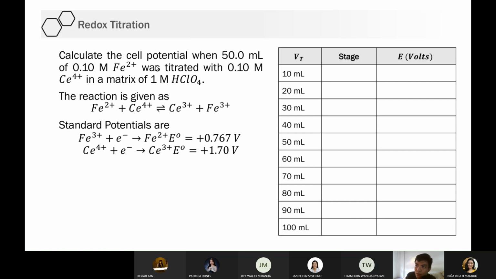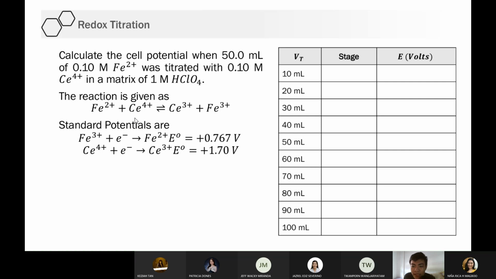So for example, this is our problem. Calculate the cell potential when 50 ml of 0.1 molar Fe2+ was titrated with 0.1 molar cerium 4+ in a matrix of 1 molar perchloric acid. This is not hypochlorous, it's perchloric acid. The reaction is given as this, and the standard potentials are written as this.